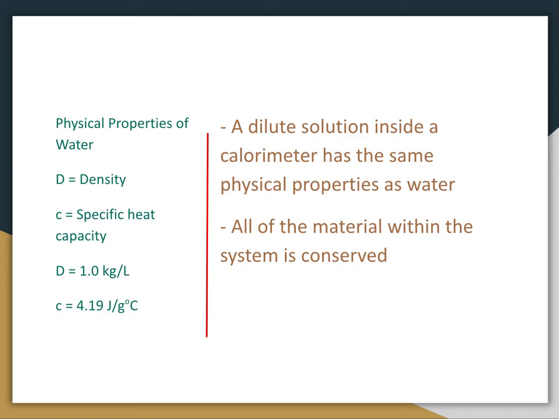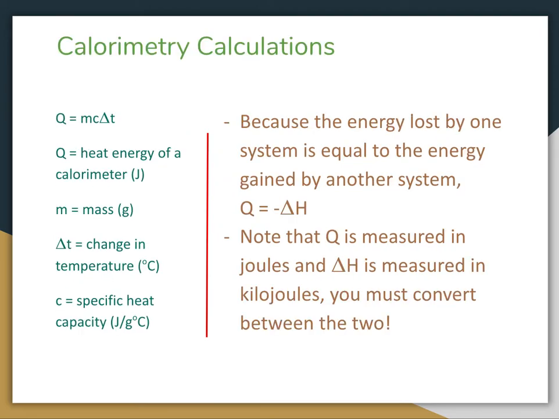We also assume it has the same density as the water, which we're going to end up using a lot. Just a reminder, the density of water is 1 kilogram per liter or 1 gram per milliliter. And we can make this assumption because dilute solutions are so close to water that it becomes a rounding error. It's only super concentrated solutions that these numbers are going to change in. And of course, because we know that chemical reactions conserve matter, we're also going to assume that matter within the system does get conserved.